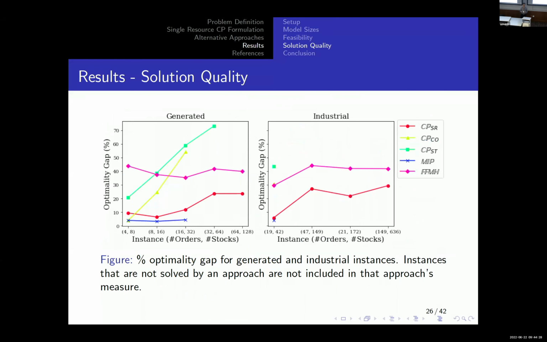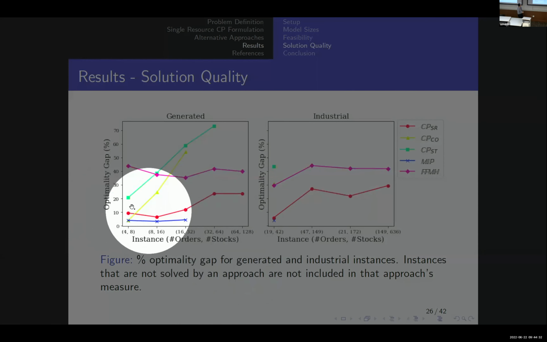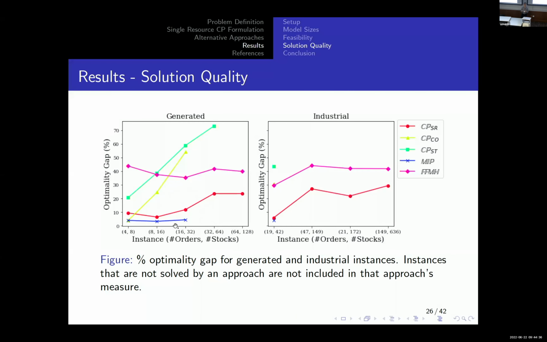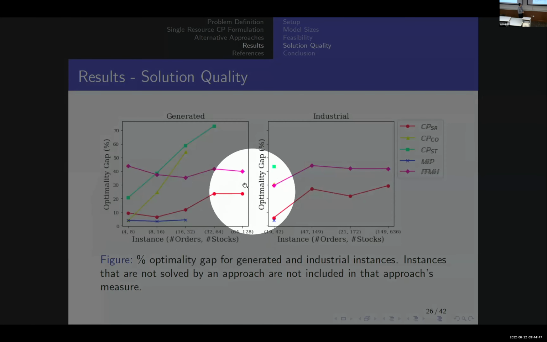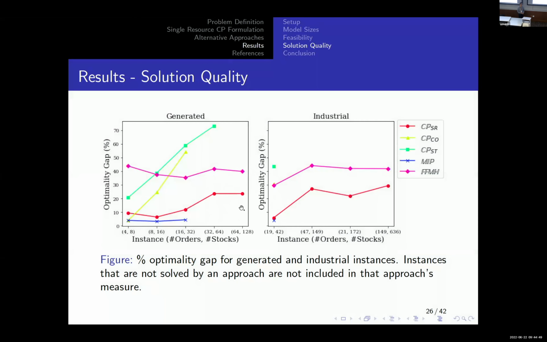Now, looking at the final solution quality, we see that for small instances, the mixed integer program does in fact perform the best. But as the size of the instances scale up, the MIP struggles with tractability. In comparison, the single resource model found competitive solutions for small instances and found very high quality solutions for the large instances as well. In fact, making it the only viable model-based approach to use for the industrial use cases.